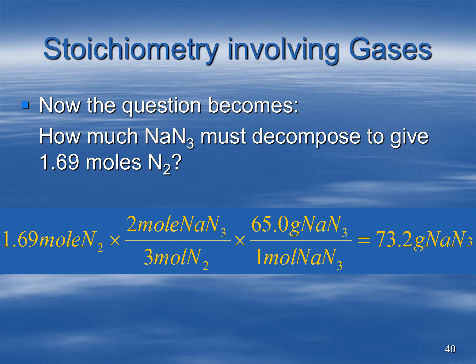So now we can use that 1.69 moles of nitrogen. 3 moles of nitrogen are produced for every 2 moles of NaN3, so 2/3 of the 1.69 will give us 1.13 moles of NaN3. And then if we multiply that by the molecular weight of NaN3, 65 grams per mole, we get 73.2 grams need to be put in there, and then they will produce the correct amount of nitrogen to fill up the bag.